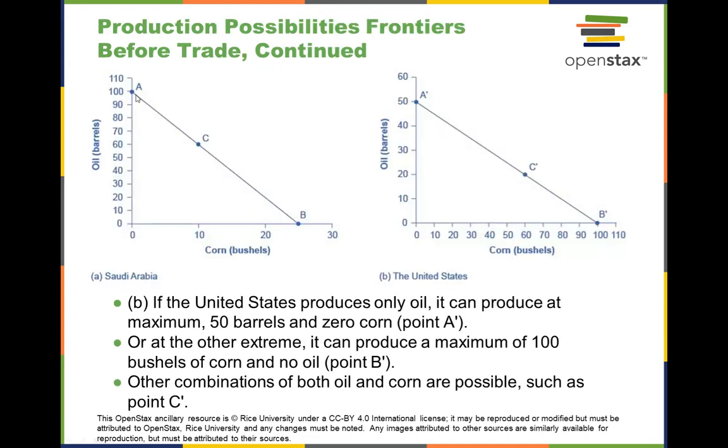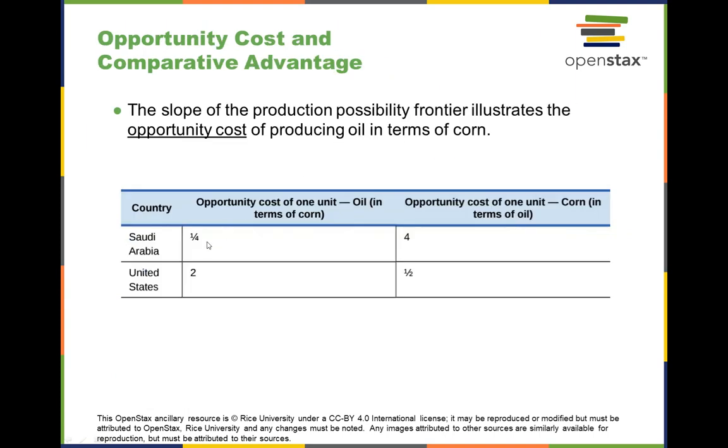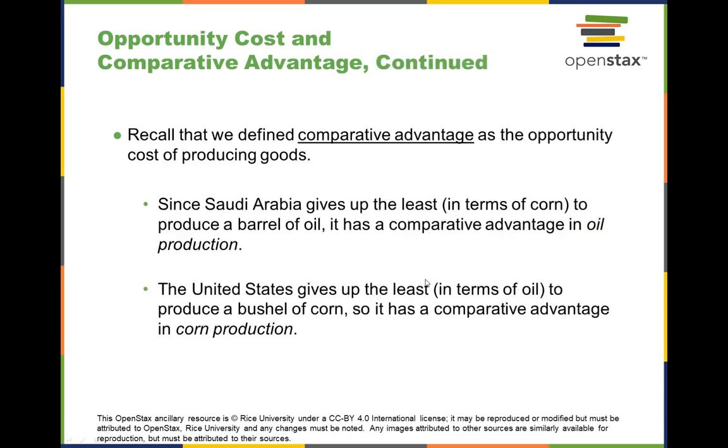So what is the cost of Saudi Arabia producing 100 barrels? Well, the cost is 25 bushels of corn. What is the cost of the United States producing 50 barrels of oil? The cost is 100 bushels of corn. When you divide that, the opportunity cost of 1 unit of oil in terms of corn is 1/4 for Saudi Arabia, whereas for the United States it's 2. The opportunity cost of 1 unit of corn in terms of oil: for every unit of corn produced, it costs Saudi Arabia 4 units of oil, or in the case of the United States, 1/2 of a unit.